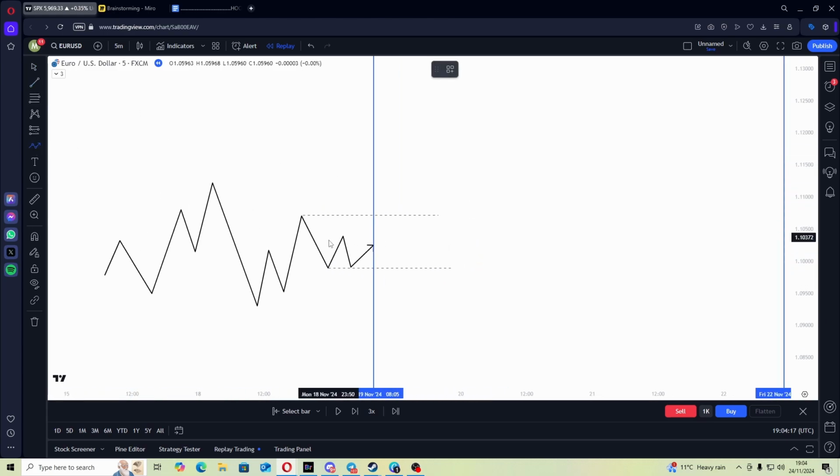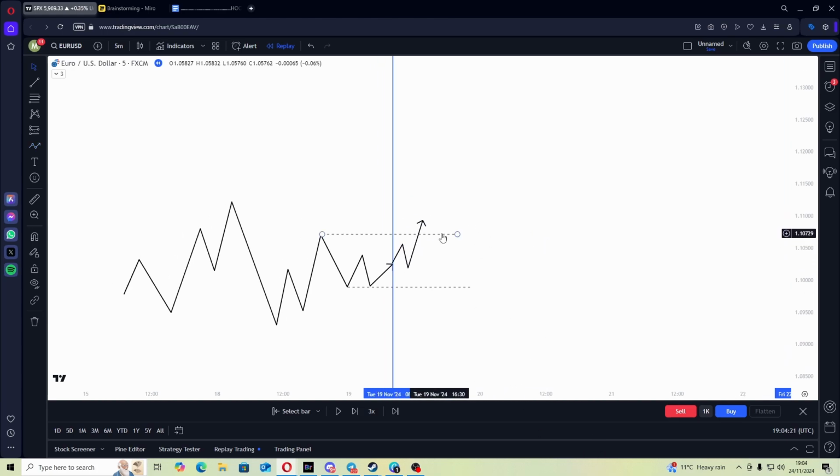You're going to be waiting for price to actually take out one of these. So let's say it's taking out the highs like it did in our example. Let's say taking out the highs right here. What you're going to be doing is aiming to take the trade towards the downside. So now what you're looking for is a market structure shift with a bearish engulfing candlestick.